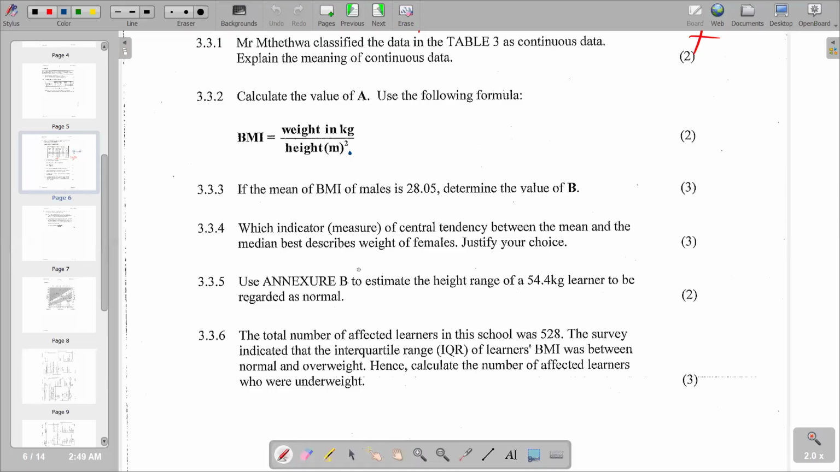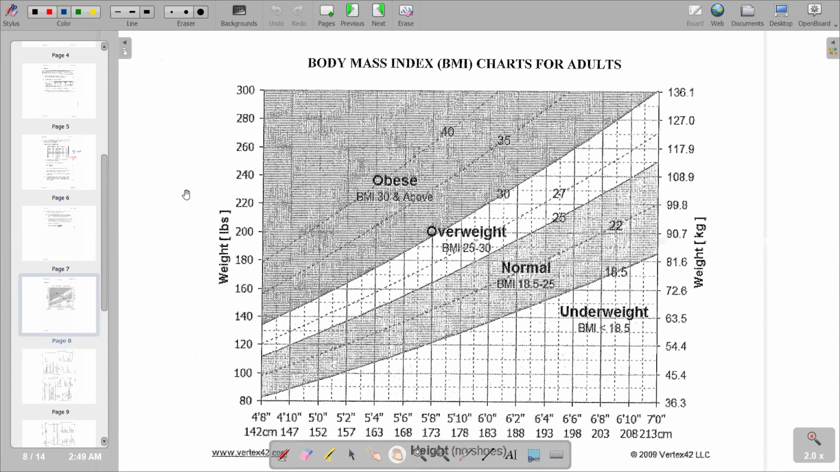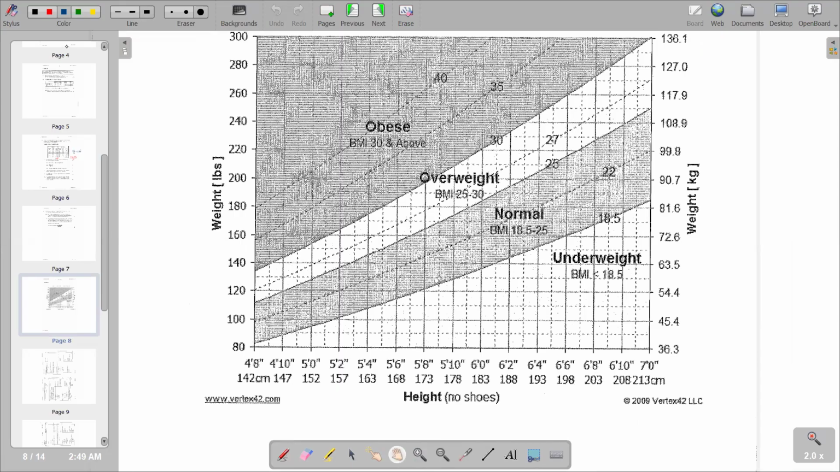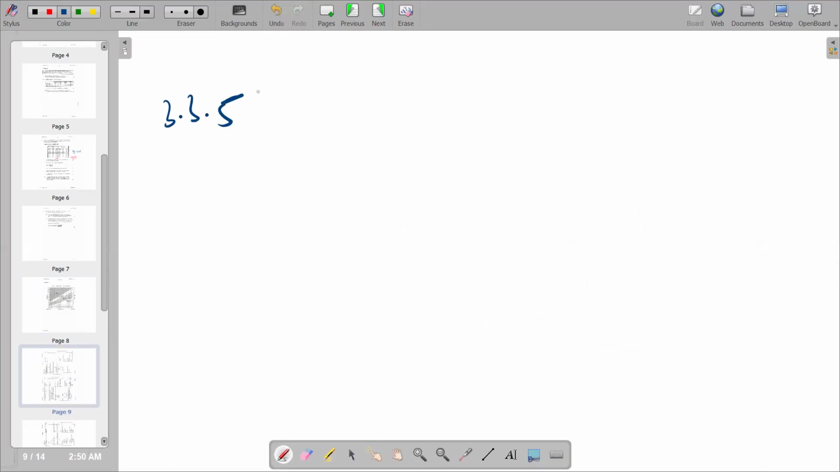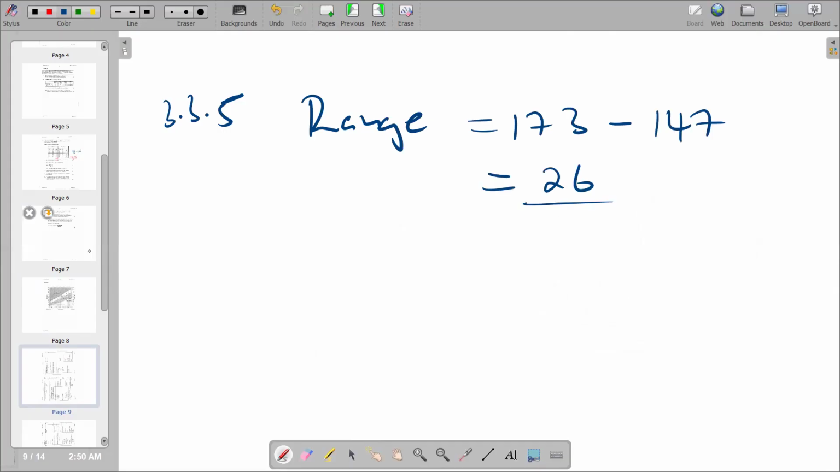So the next question is 3.3.5. Use the BMI chart to estimate the height range of a 54.4 kg learner to be regarded as normal. So we go to the BMI chart. So this is our BMI chart. So they're saying the 54.4 kg, which is here. So we are going to look for it, the lower line and the upper line. Calculate the range, this is now 3.3.5, whereby you're saying range. You're going to get your answer is 26.